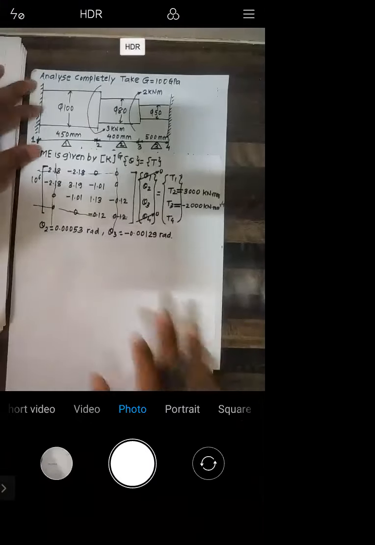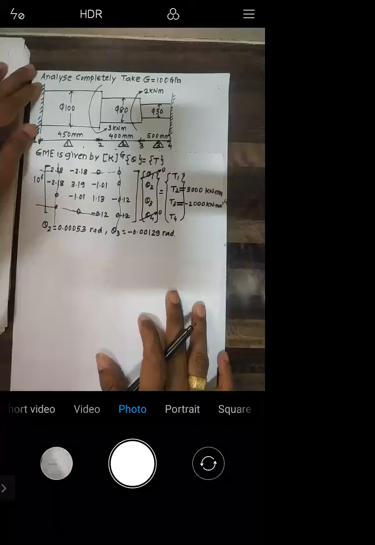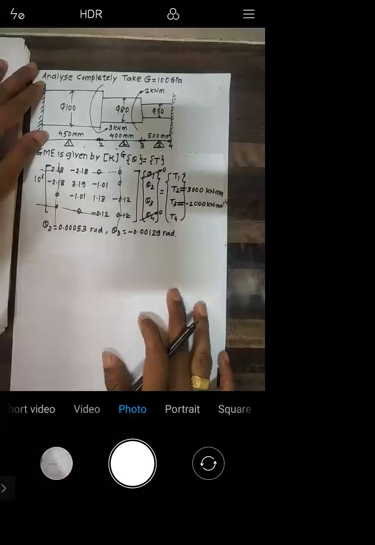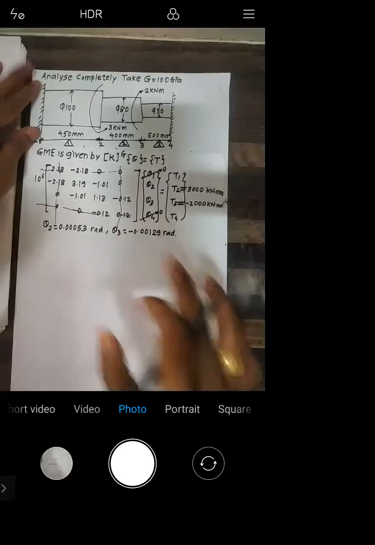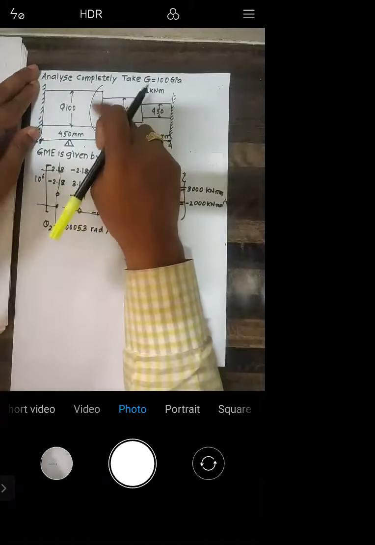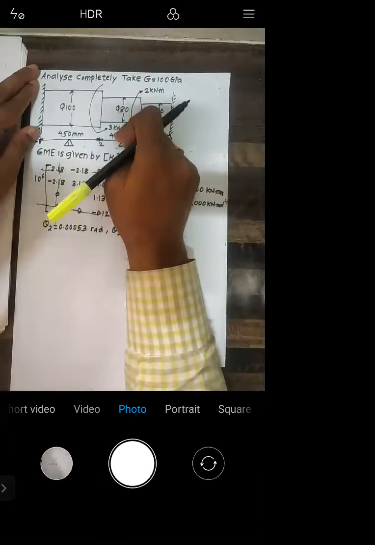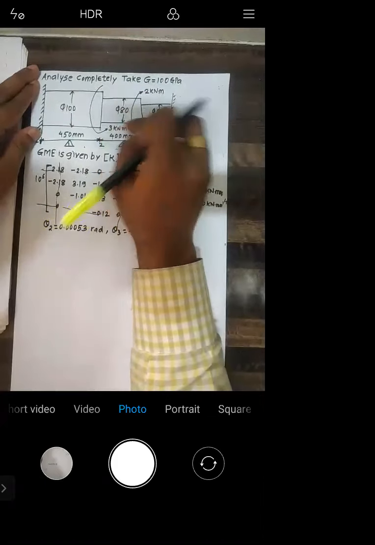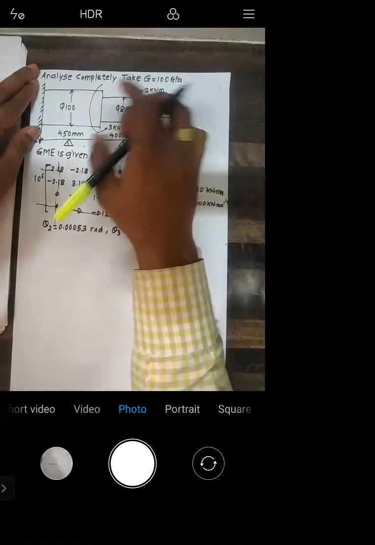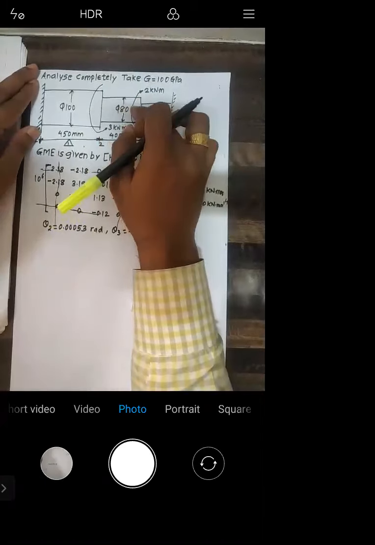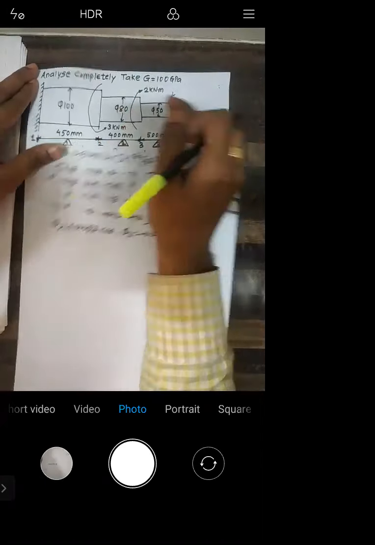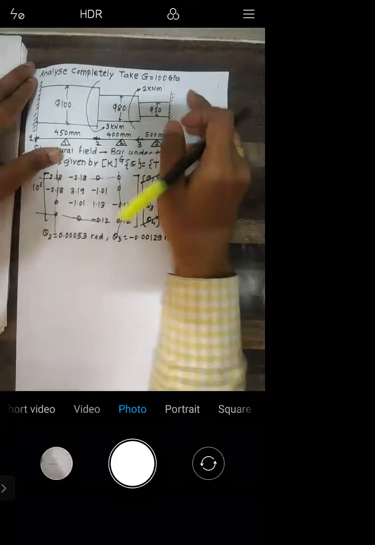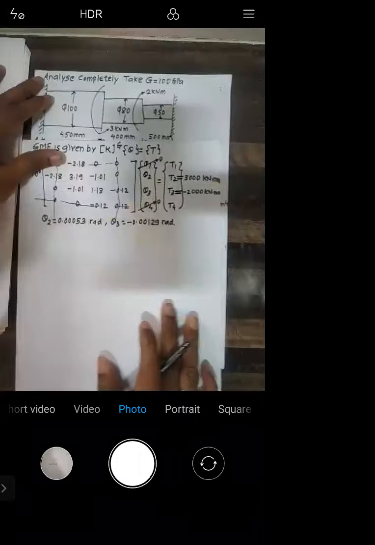So after putting these values, we are getting this answer, right? So this is the value of theta 2 and theta 3. Now we are interested to calculate the reactions, right? Obviously, this is going anti-clockwise, this is going clockwise. So as to balance these two, there will be some reactions produced at the fixed support. So those we need to calculate, right?